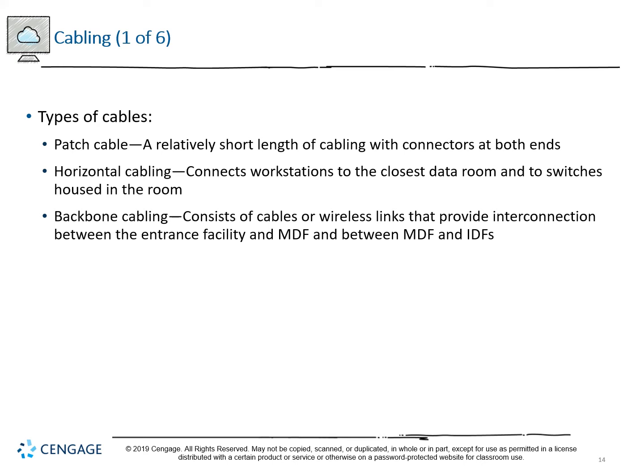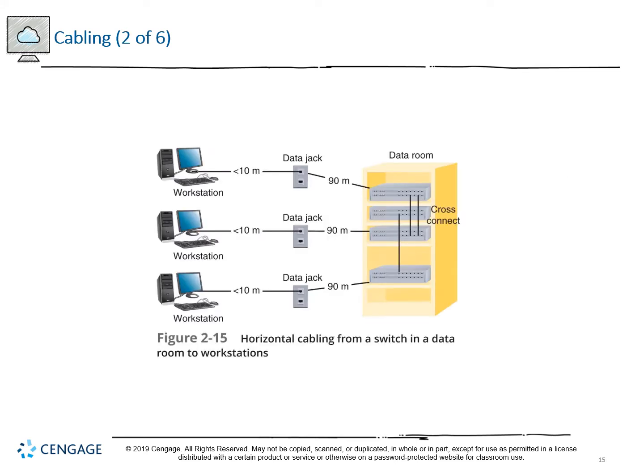Horizontal cabling is what's running inside the walls and connects workstations to the closest data room and the switches therein. And then backbone cabling gives us the connections between MDFs as well as the entrance facility and IDFs. Now, the important thing to know about what we call horizontal cabling is that there is a limit of how long they can run.